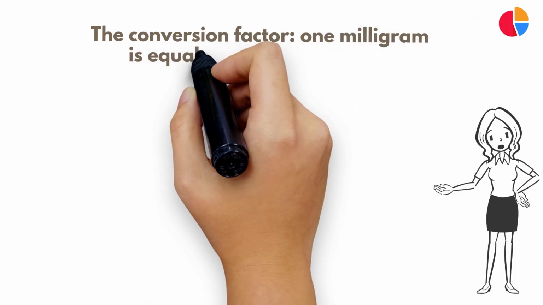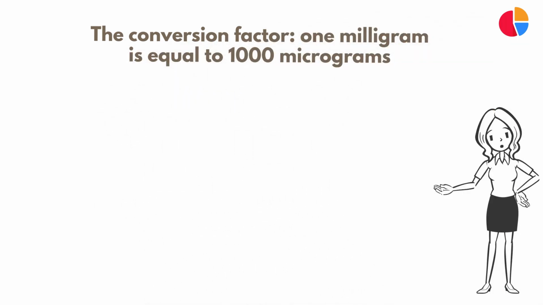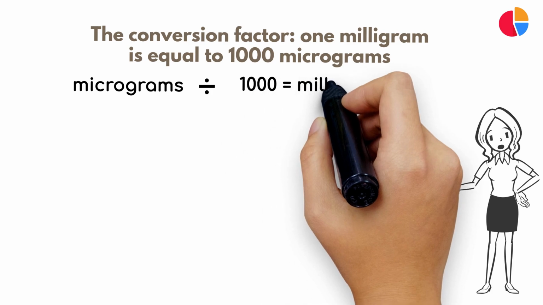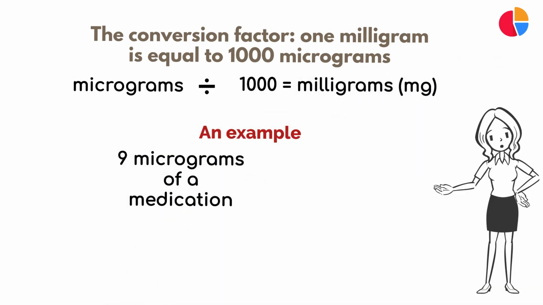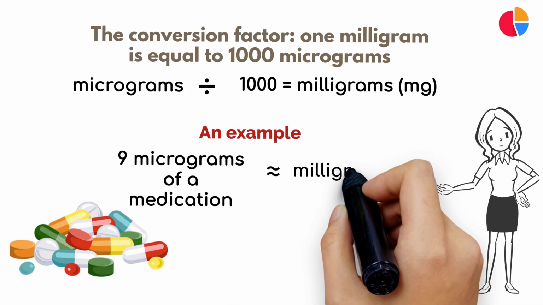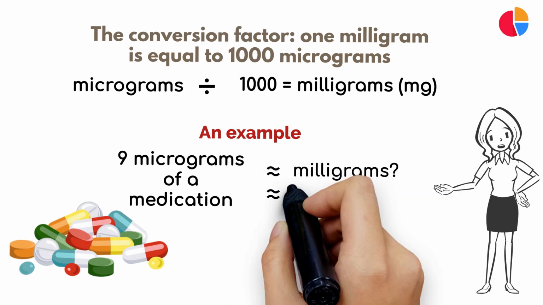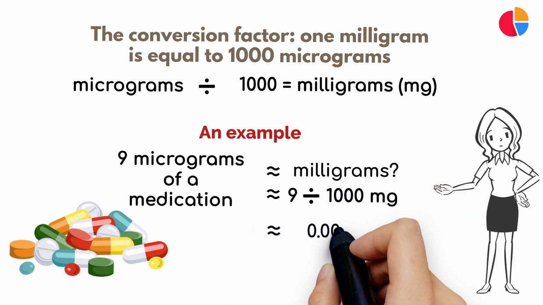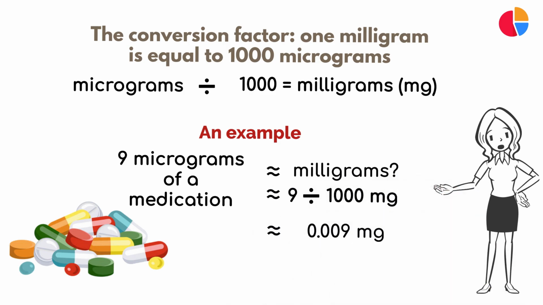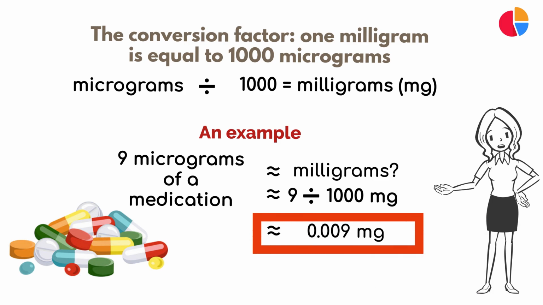1 milligram is equal to 1,000 micrograms. To convert micrograms to milligrams, all you need to do is divide the number of micrograms by 1,000. Let's walk through an example. Say you have 9 micrograms of a medication that you need to convert to milligrams. We start by dividing 9 by 1,000. This gives us approximately 0.009 milligrams, and that's it, we're done. 9 micrograms is equal to approximately 0.009 milligrams.